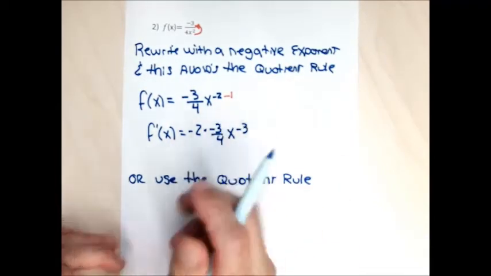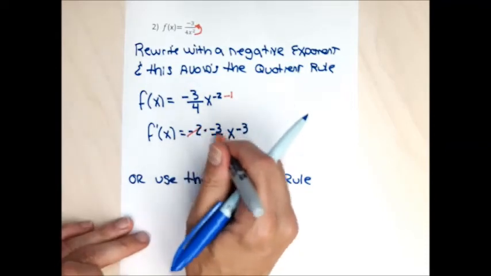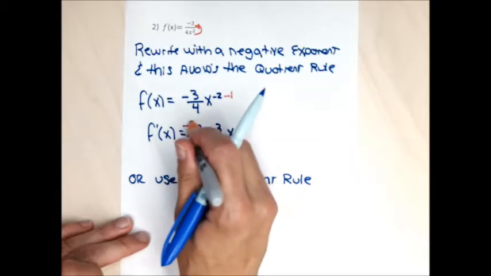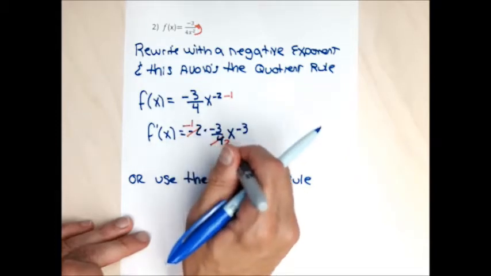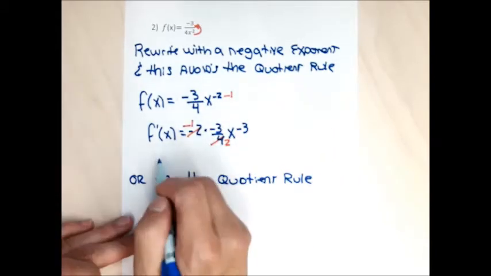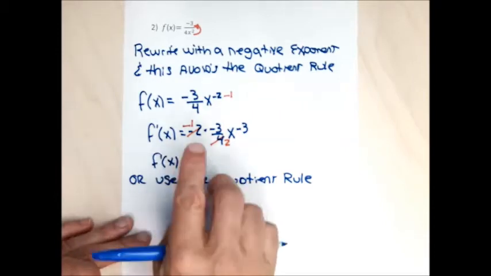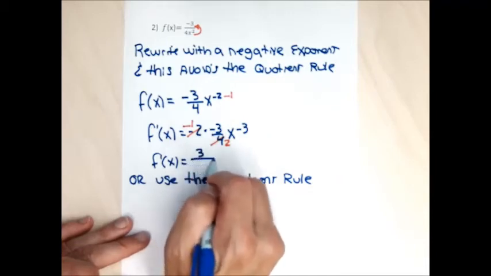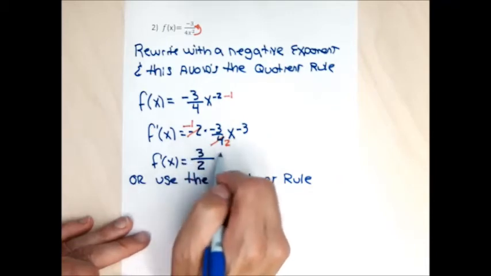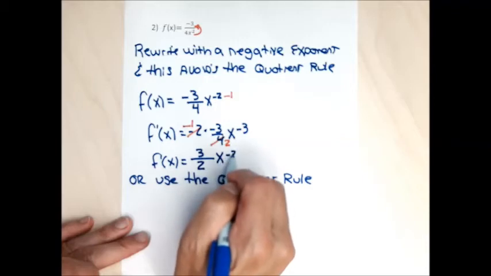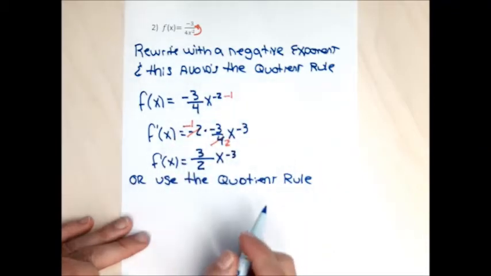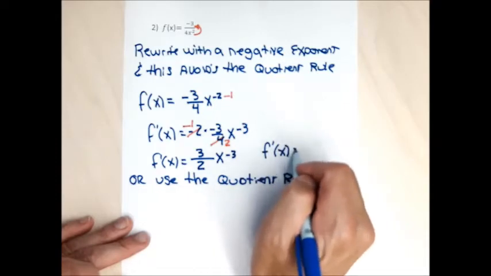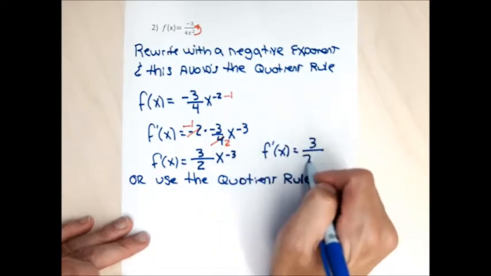Now I'm going to cancel this negative 2 with the positive 4. Negative 2 divided by 2 is negative 1. 4 divided by 2 is 2. I'm going to multiply the negative 1 and negative 3 and get positive 3. I'm going to leave the 2 that's left in the denominator. And then I'm going to do the opposite of what I did on the first part to make the negative exponent back into a positive exponent. I'm just going to bring the x down into the denominator.